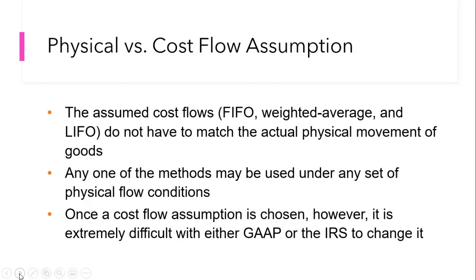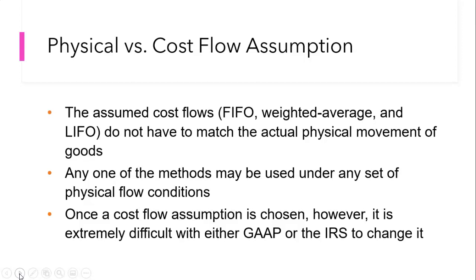So with Lowe's and the plywood sheets, we know nobody's going down to the bottom of the pile and trying to drag out the oldest plywood sheet. They're taking the ones off the top, the most recent ones. So you would think that if you wanted to match the physical flow, you would use LIFO, but management doesn't have to. They can choose to use FIFO, even though it doesn't match reality. It doesn't matter. Any one of the methods may be used under any set of physical flow conditions. Does not matter.